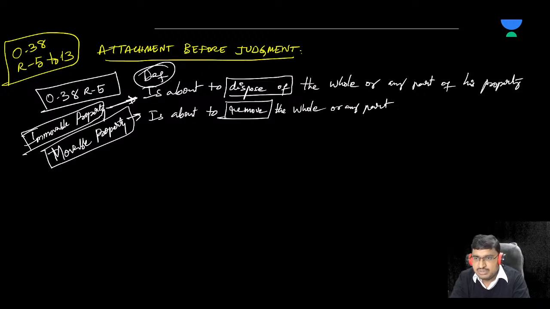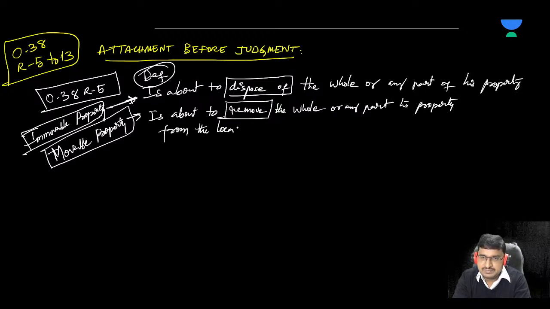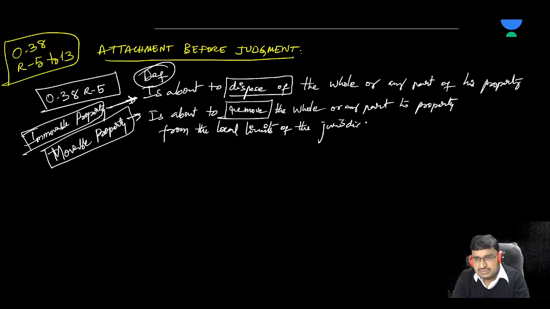He is about to remove the whole or any part of his property from the local limits of the jurisdiction of the court. These are the two essential conditions, friends.